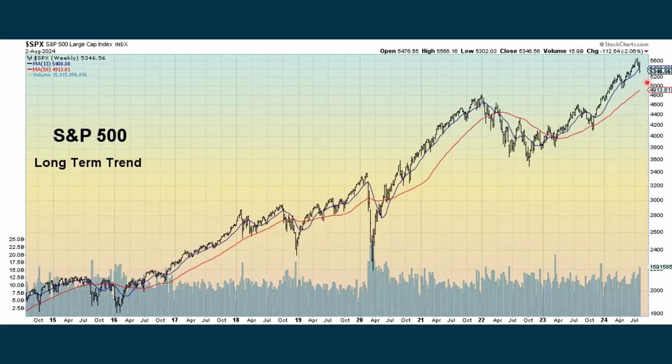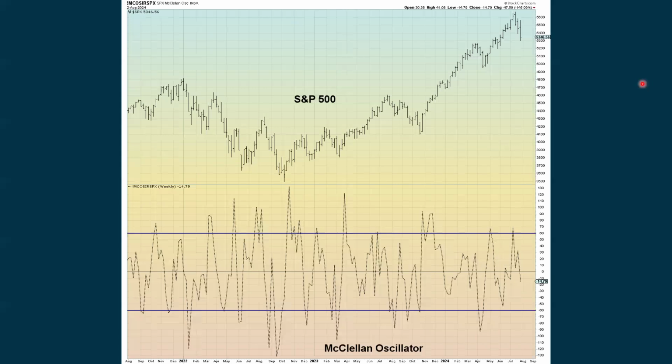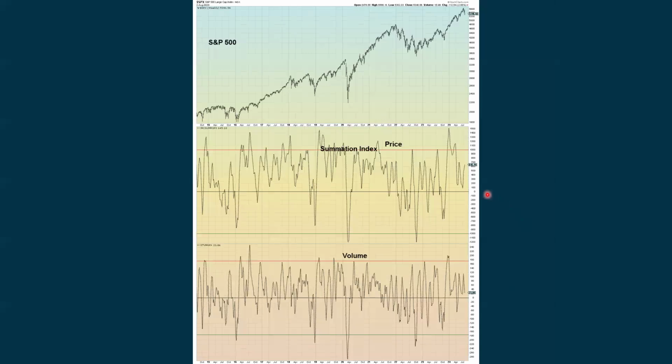And when we do the crossovers, we have dropped below the 13-week moving average, but we're still going up with both of these lines. And we're dropping below zero with the McClellan oscillator. We're also turning negative on the daily charts here. And that just shows that the market is currently under some pressure. And so we should be going down just a little bit here with the summation index based on price, but it's still above zero. And we are declining based on volume.